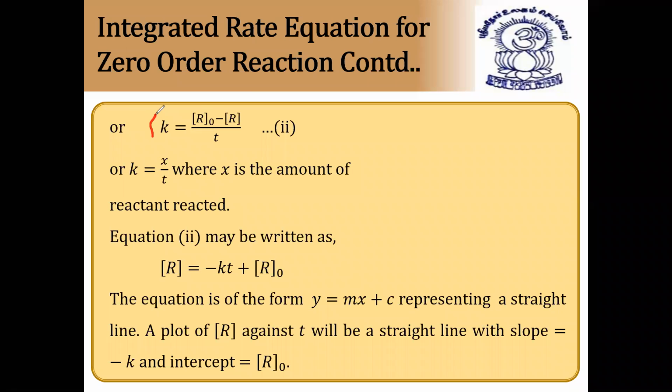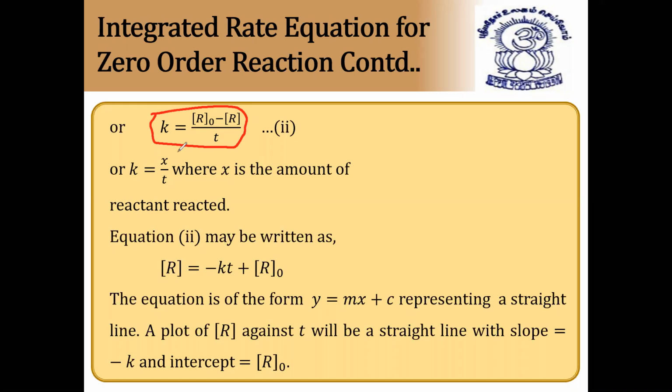So this is the formula. You have to remember this formula. This is the application formula. How to find the rate constant for a zero order reaction? Rate constant K is equal to the initial concentration of the reactant minus the concentration of the reactant after time t seconds, divided by time in seconds, minutes or hours, depending on the numerical.